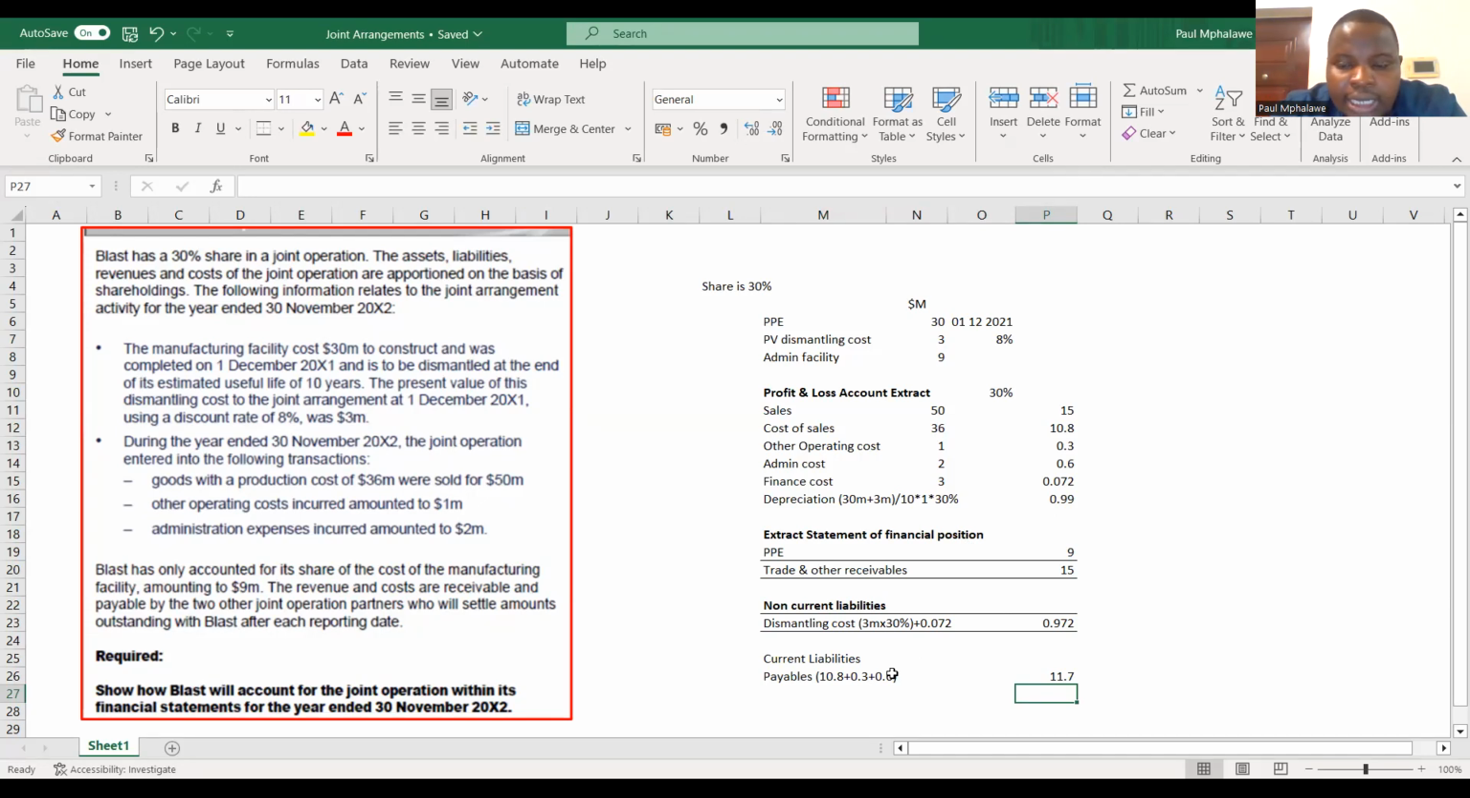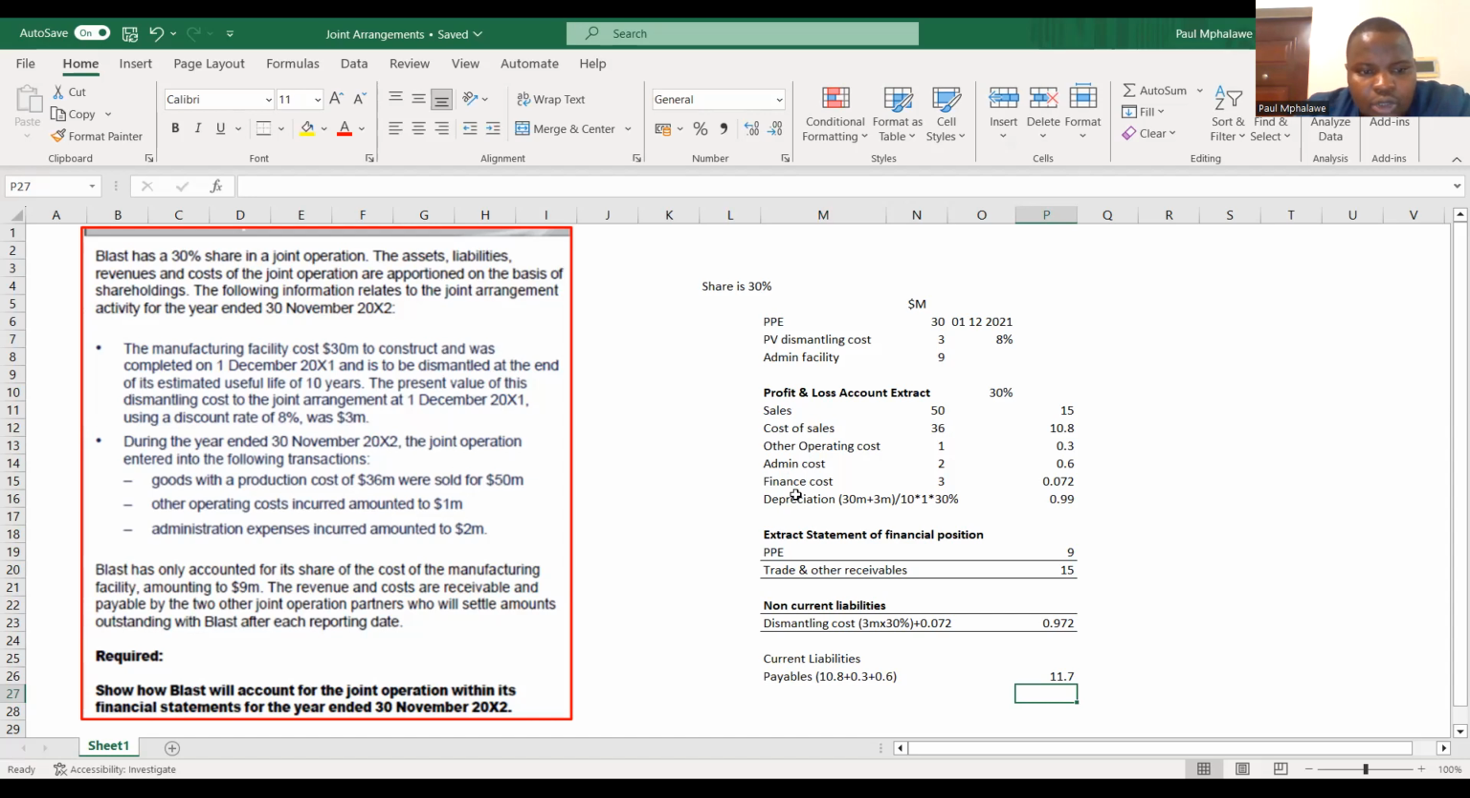Okay, and in this case, finance cost is a notional cost, because we are discounting the future dismantling cost. It's not related to the bank. This one is a notional cost. It's a cost that is accounted on the future cost of dismantling. That is why we didn't include admin, financing cost and depreciation cost.